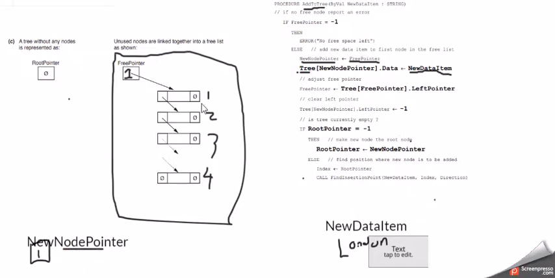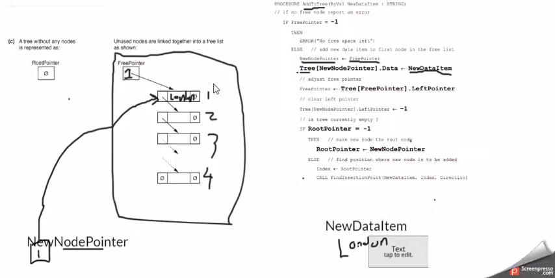So we've got a node. New node pointer is going to be pointing towards this at the moment. And inside of it, we're going to put London. So we haven't actually put it into our tree yet, per se. So new node pointer is pointing to London. So that's what it would look like.